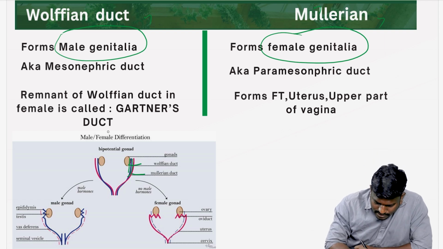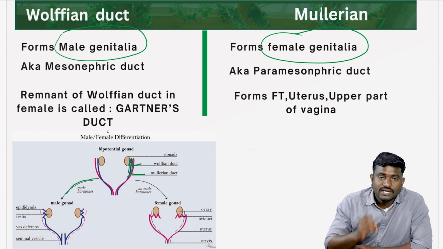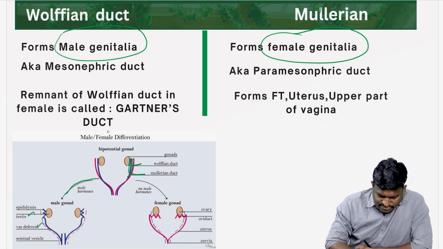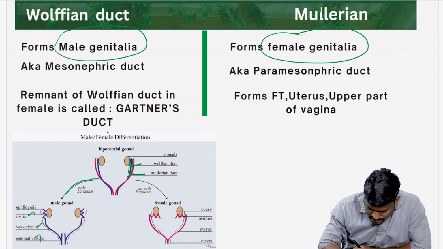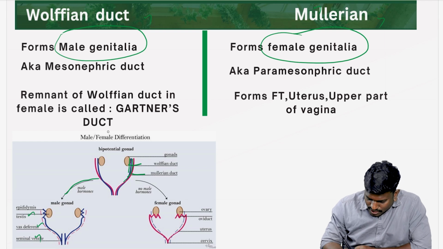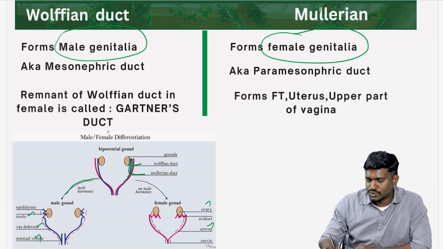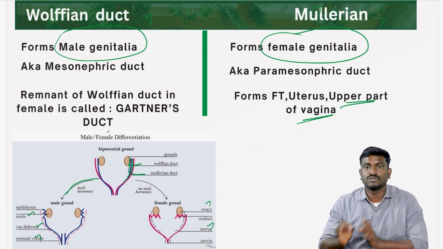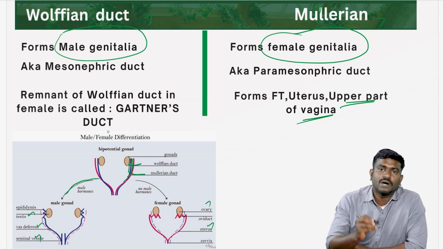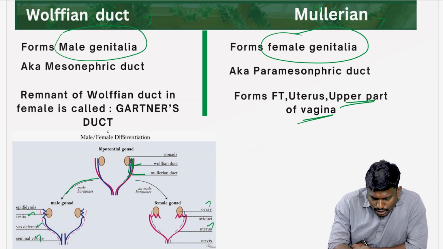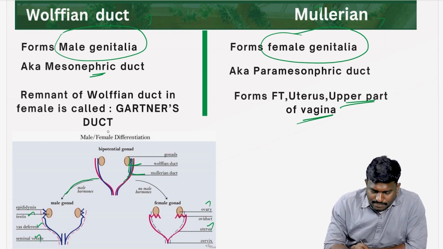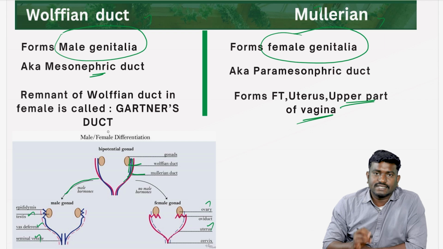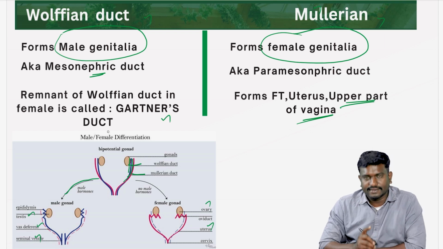Now remember, the blue one, the Wolffian duct, forms the male gonads. As we all know, it forms what? The testis, vas deferens, and the seminal vesicles. Very good. The red duct, which is going to be the Mullerian duct, this forms the ovary, uterus, and also what? The upper part of the vagina. Super. Let's quickly revise. Wolffian duct forms the male genitalia. It is also called as mesonephric duct. And remember, the remnant of Wolffian duct in females, it is called as what? Gartner's duct. Very good.